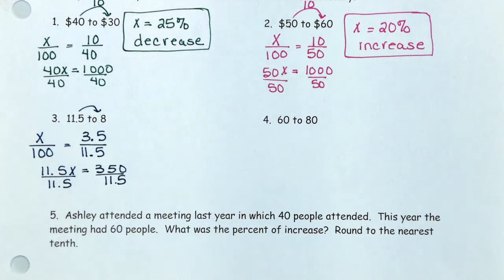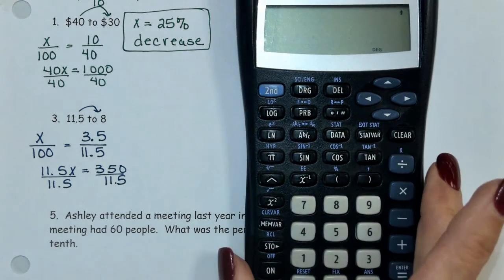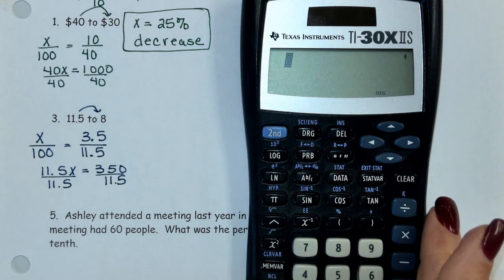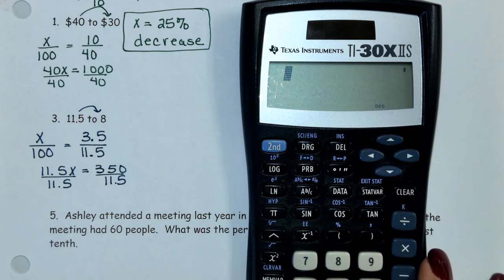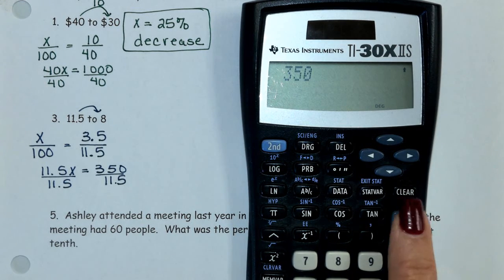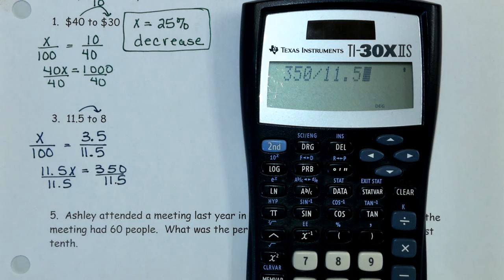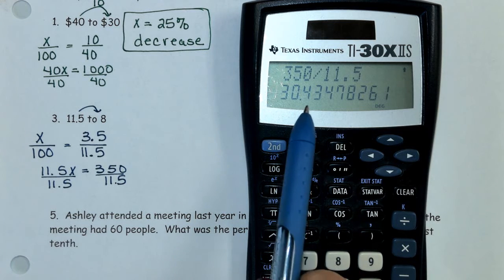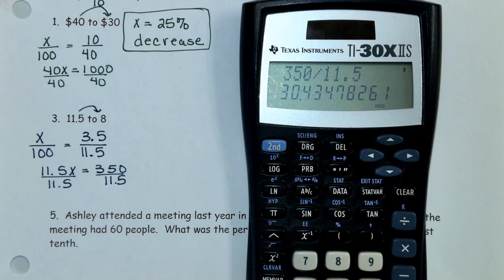Now, if this does not divide evenly, and we'll do this on the calculator just to show you. Let's turn this one on. If this does not divide evenly, we need to do some rounding to the nearest tenth. That was in the directions up top. So I'm going to take 350 and I'm going to divide by 11.5. That's 30.43478261. I don't want to write all of that.